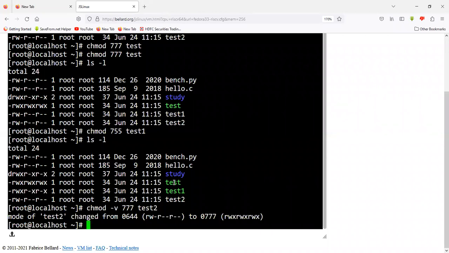See, here I have used chmod -v, which shows a message about the mode of test changed from 0644 to 0777. You can use this -v for your initial learning purpose so that you can easily understand how the change access mode is working.